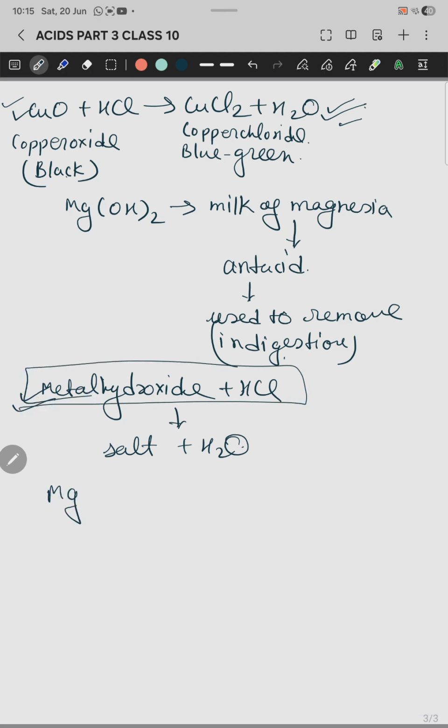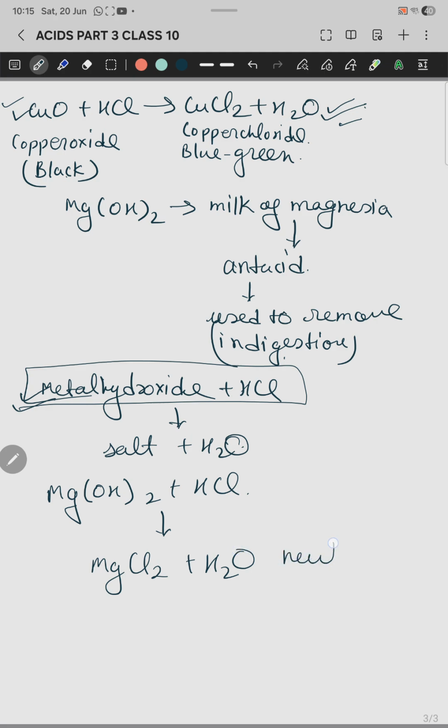I am taking one example, Mg(OH)2 plus HCl, because HCl is present in our stomach, and we are taking Mg(OH)2 orally, or you can say in any type of syrup, that will give you MgCl2 plus water. So this is also known as the neutralization reaction. So in that way you can understand what's actually going on. This is known as magnesium hydroxide. Okay, I think I am clear to all of you now.